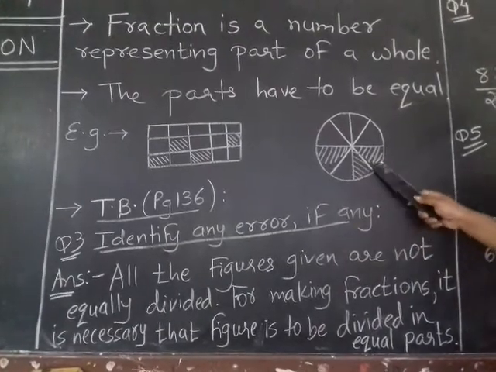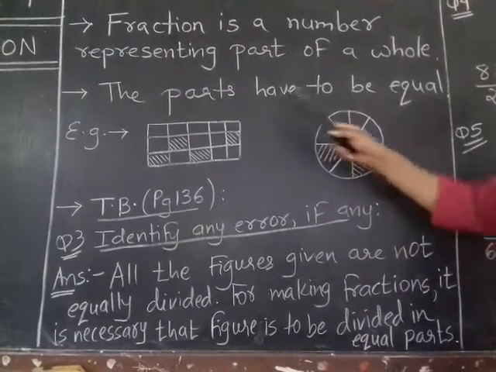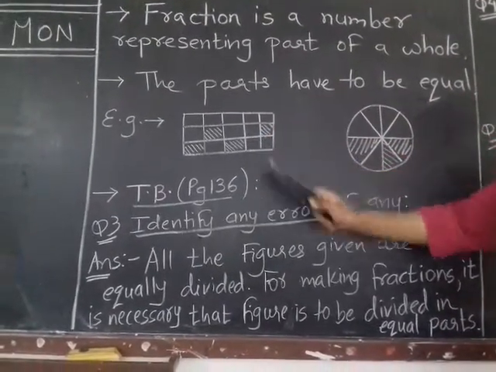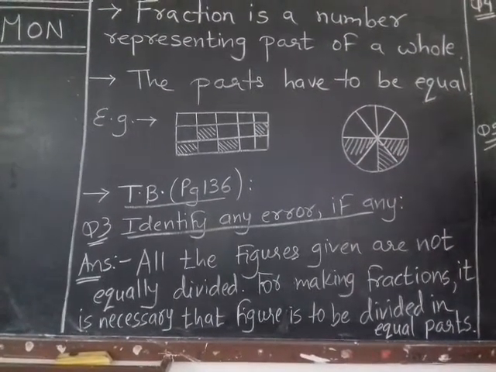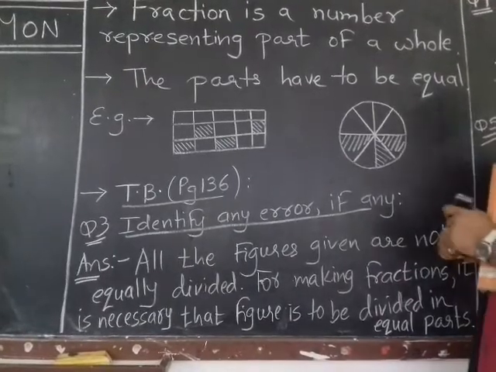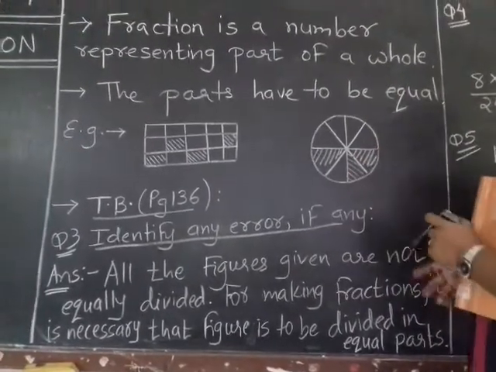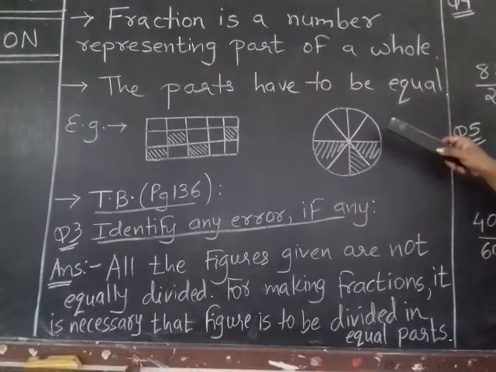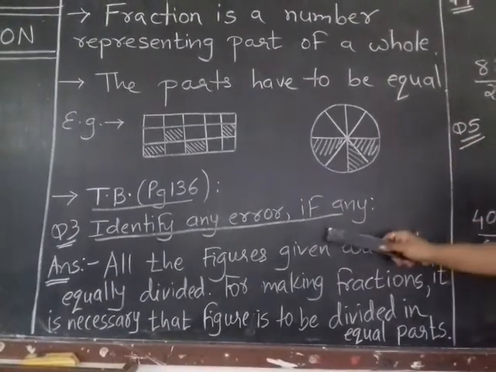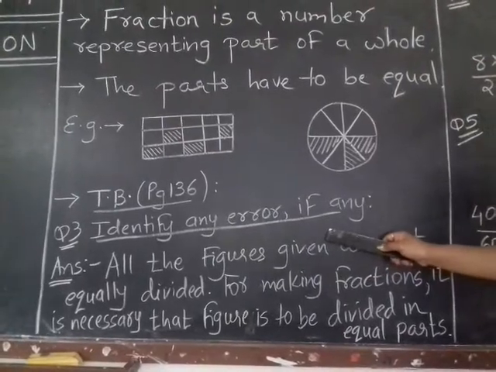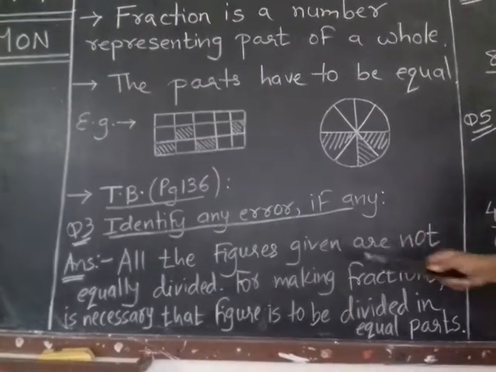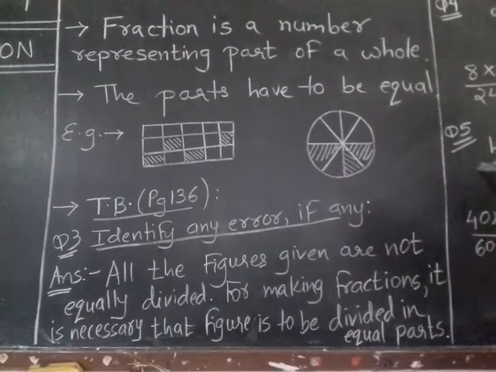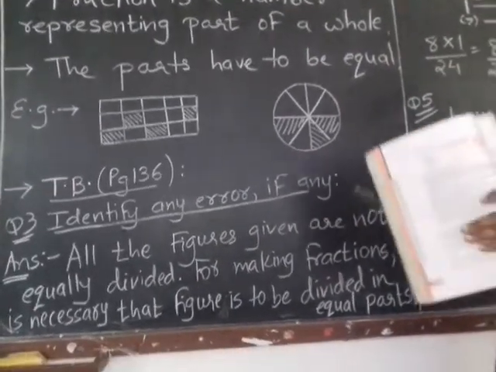But the thing you need to understand and keep in mind is that the parts should be equal. There should be equal parts in the diagram. I cannot work with a figure in which the shaded parts or the parts are unequal. That will be more clear to you in the textbook. On page number 136, question number 3, identify the error, if any. You can check in your textbook. If not, I will just show you.